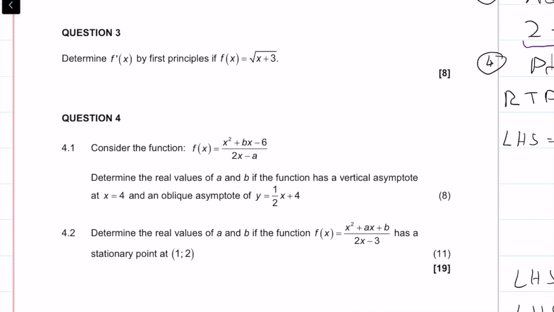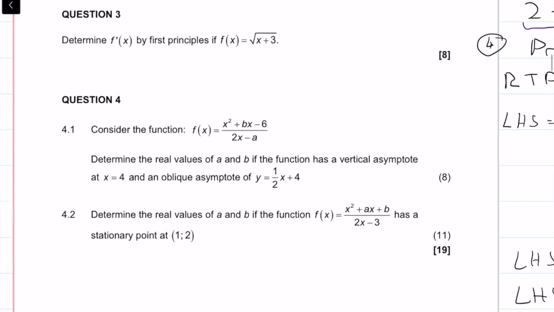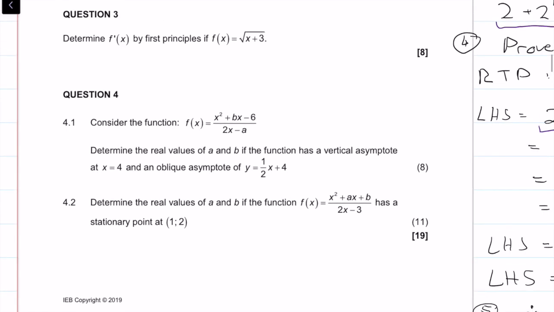What's up guys, and welcome to this tutorial where we will be going over question 3 of the 2019 IEB AP Maths exam. So question 3 is on differentiation by first principles. Okay, a nice simple question which is very procedural. So let's get into it.